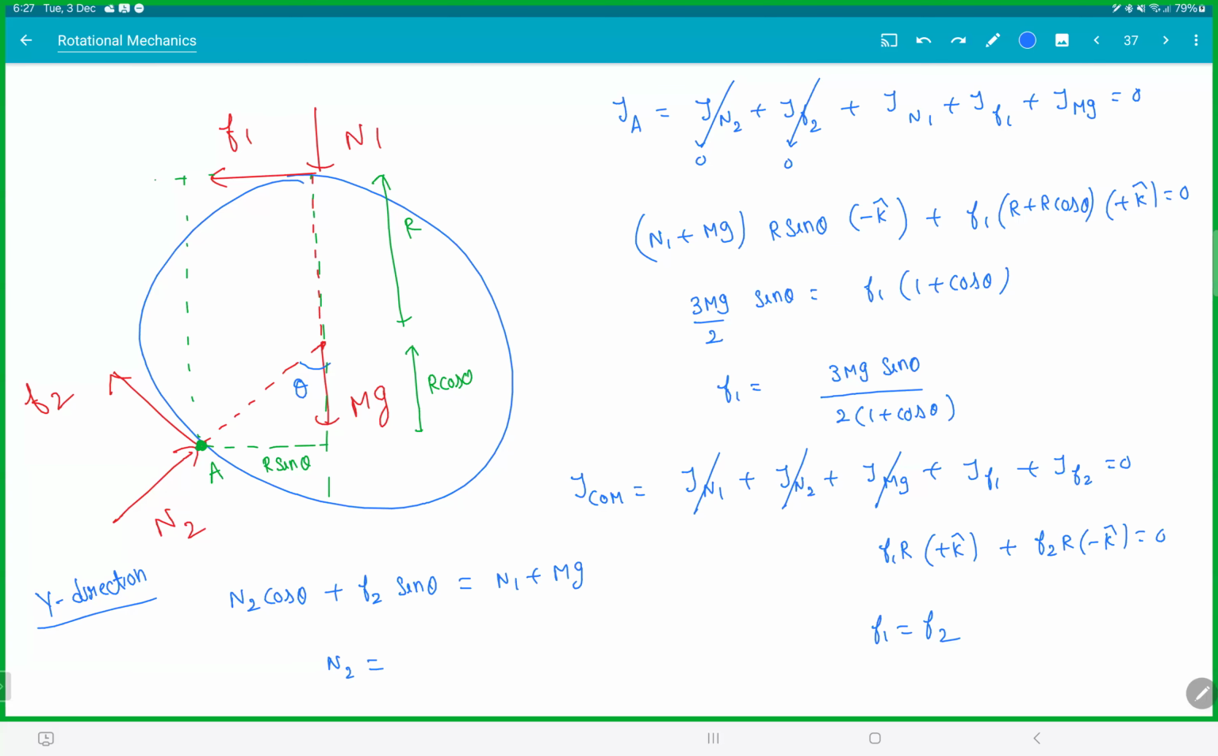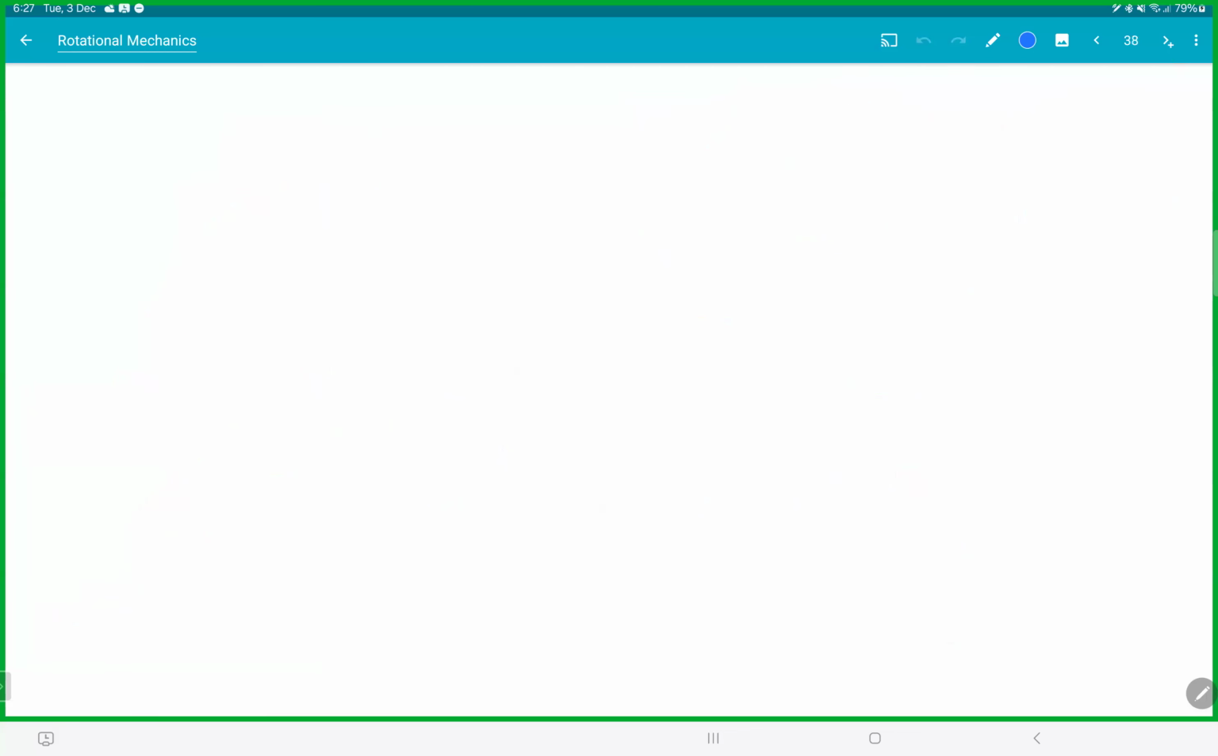Now from here, I can ask you to find the minimum coefficient of friction so that the system doesn't slip. Then it becomes really complex. The next part is toppling. So what is this toppling exactly?